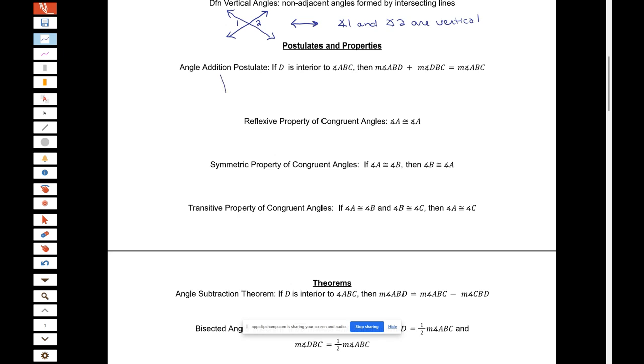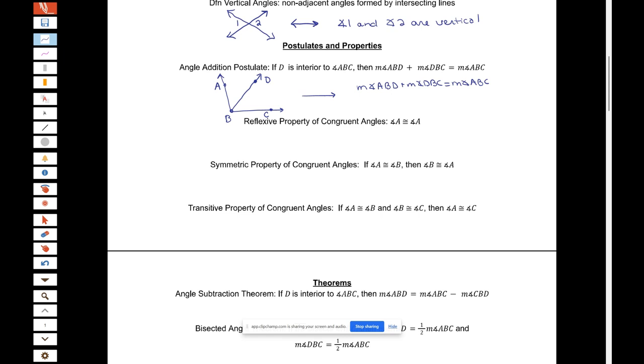So let's say you've got a picture like this, okay? You have point D interior to angle ABC. So we learned interior and exterior of angles. Then we can conclude in our proof as a statement, measure angle ABD plus measure angle DBC equals measure angle ABC. And then the reason you would write for that would be angle addition postulate, because you add up the parts to get the whole.